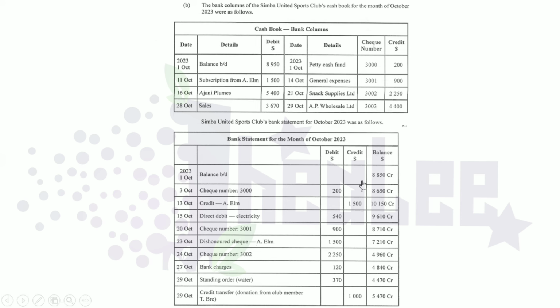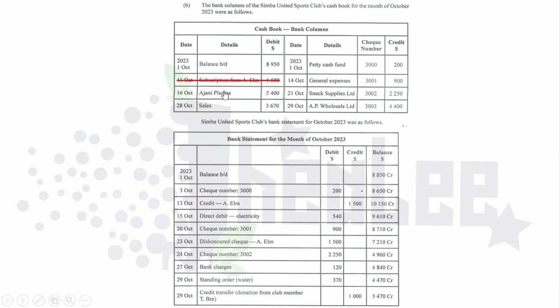So the more we enter is the more they have for us. So again, we compare our debit in the cash book with our credit in the bank statement. So let's proceed to see what we have on the debit of the cash book and what we have on the credit of the bank statement to see if we find anything that is similar.